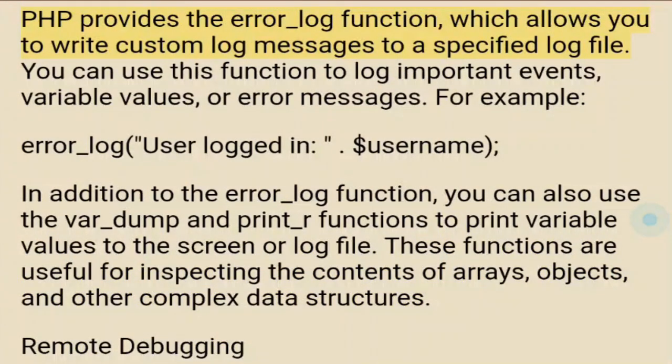PHP provides the error_log function, which allows you to write custom log messages to a specified log file. You can use this function to log important events, variable values, or error messages. For example, error_log("User logged in: $username"). In addition to the error_log function, you can also use the var_dump and print_r functions to print variable values to the screen or log file. These functions are useful for inspecting the contents of arrays, objects, and other complex data structures.